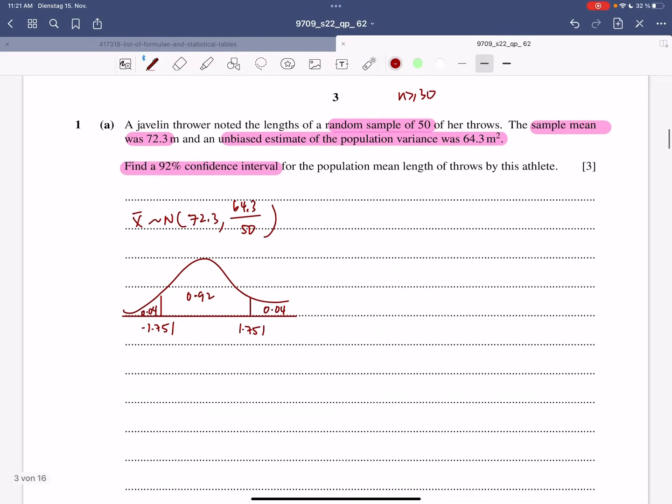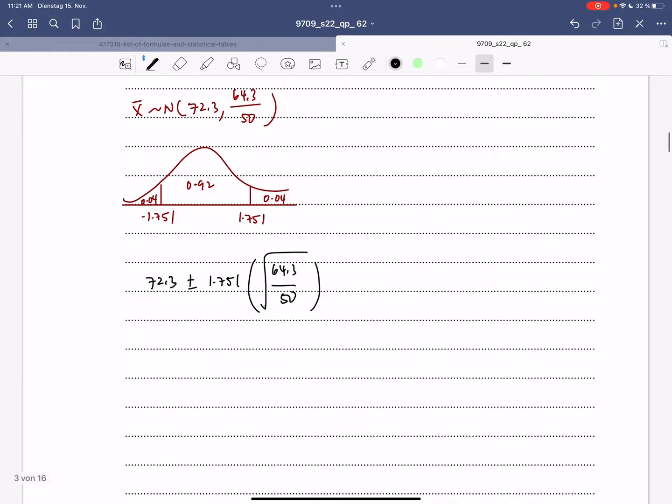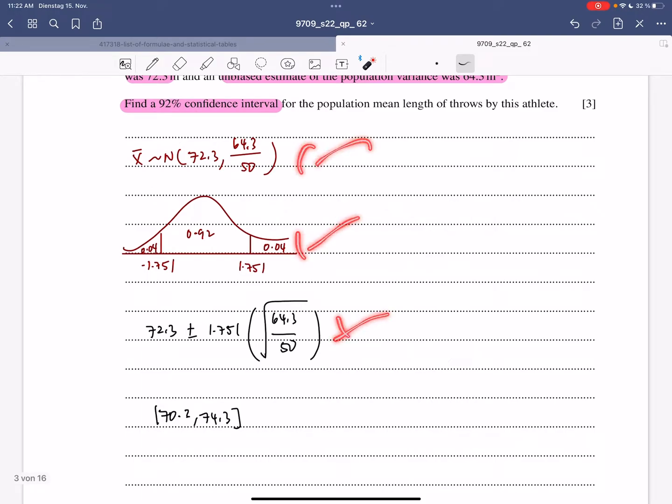So let's find the interval. It will be 72.3, which is the sample mean, plus minus the z value 1.751 multiplied with the standard deviation, square root of 64.3 over 50. So you will get 70.3 and 74.3. I would like to remind that only the final answer should be 3 significant figures. Throughout the working, it should be exact values and do not do any premature rounding.